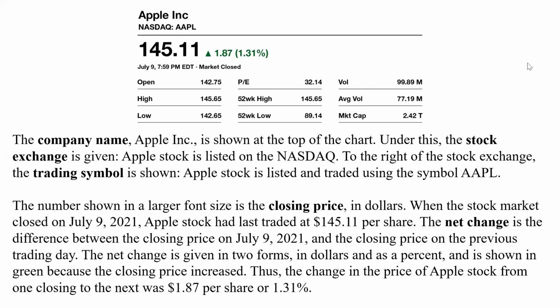All right, so let's look at stock. Here we're looking at Apple Incorporated, and it's traded on the NASDAQ. Here is the company name, Apple Inc. It's shown at the top of our chart. Under that is the stock exchange, which is again the NASDAQ, and that's where it's listed.